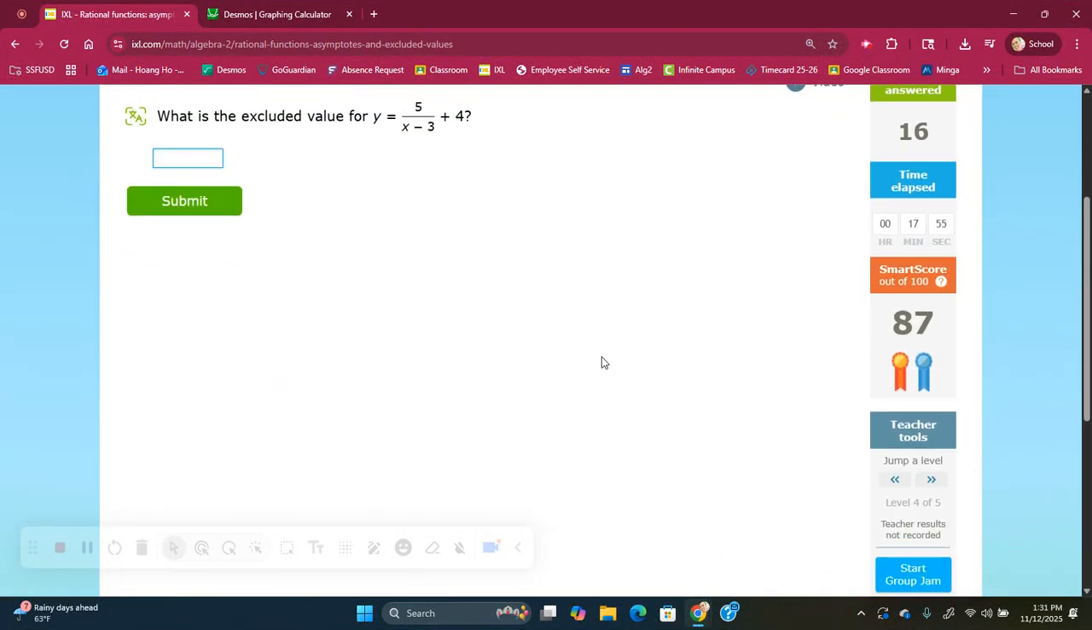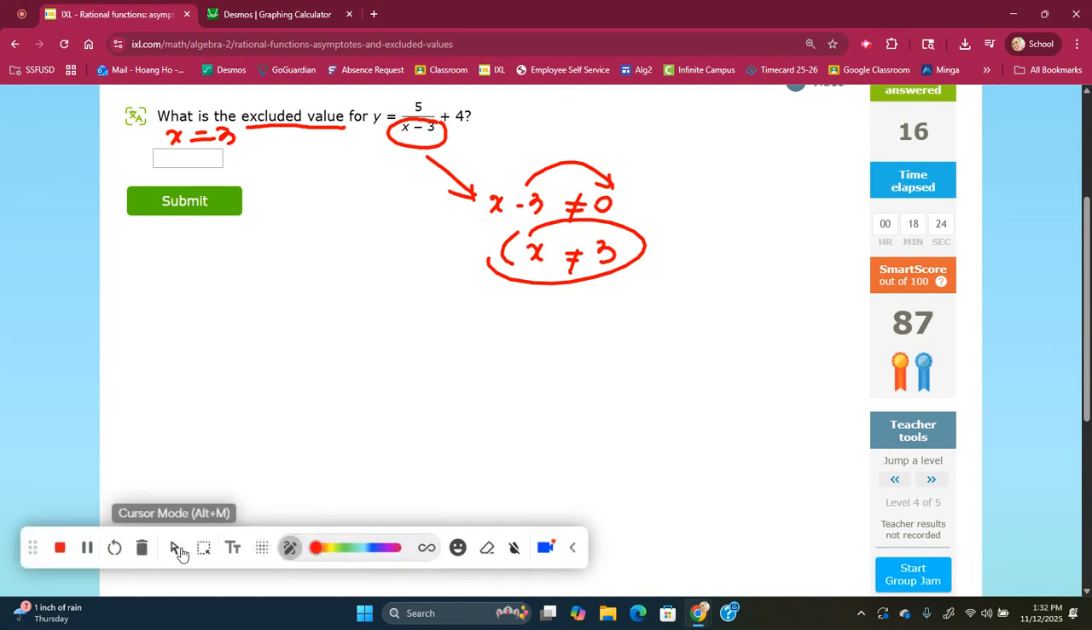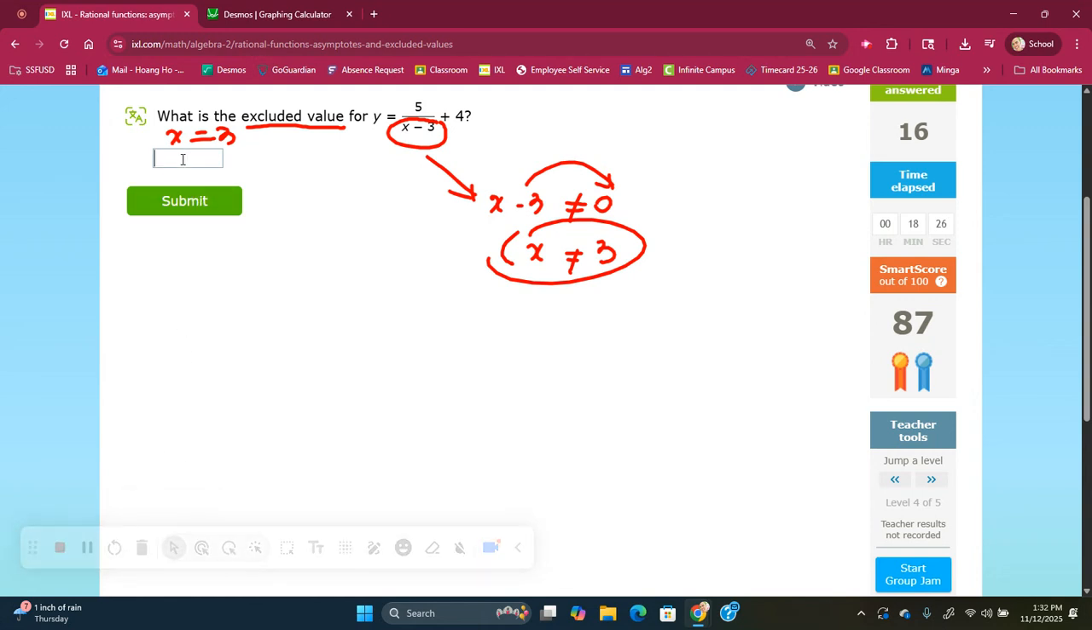Excluded value, let's do it one more time. Excluded value right here, I go to the denominator. So x subtract 3 cannot be equal to 0. You solve this: negative 3, you move to the right side and it becomes positive 3. So x cannot be equal to 3, or x equals 3 is the excluded value. So I put it in and then I'm done. Voila. Make sure you put x equals 3 in this case.